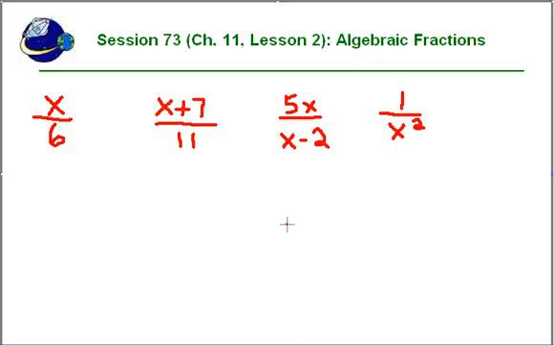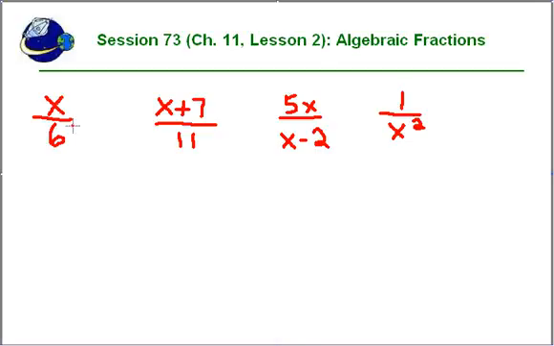Here in session 73, we're now going to address the algebraic fractions. Quickly, the main difference between a normal fraction and an algebraic fraction is that in an algebraic fraction you have a variable somewhere in the fraction, whether it's in the numerator or the denominator or both. So here are four examples of some algebraic fractions.